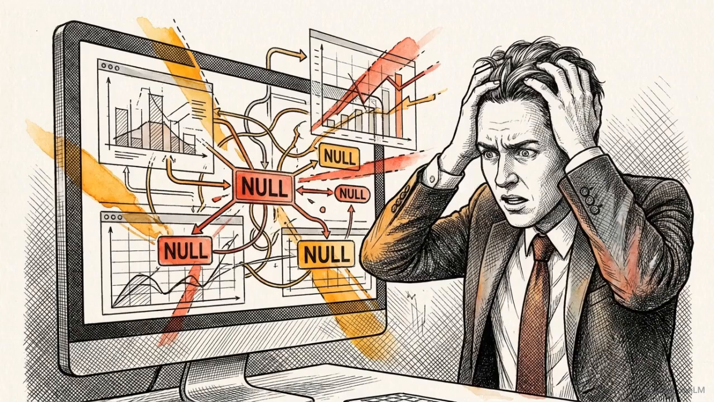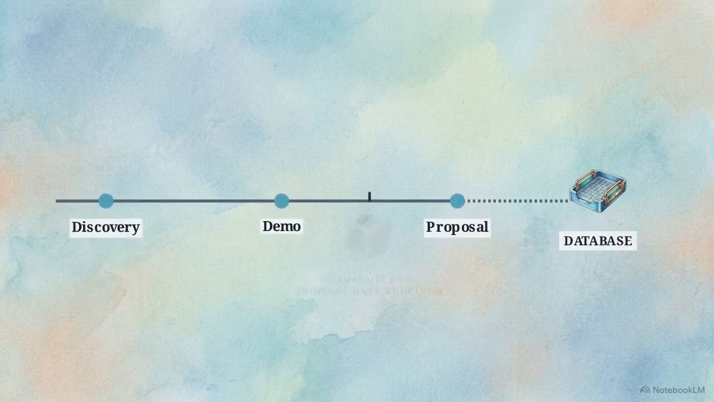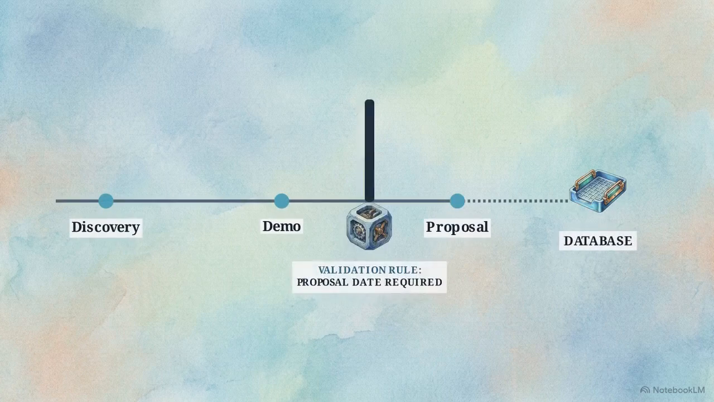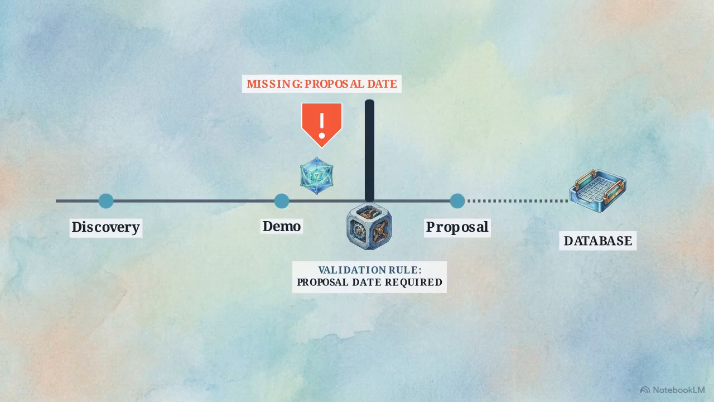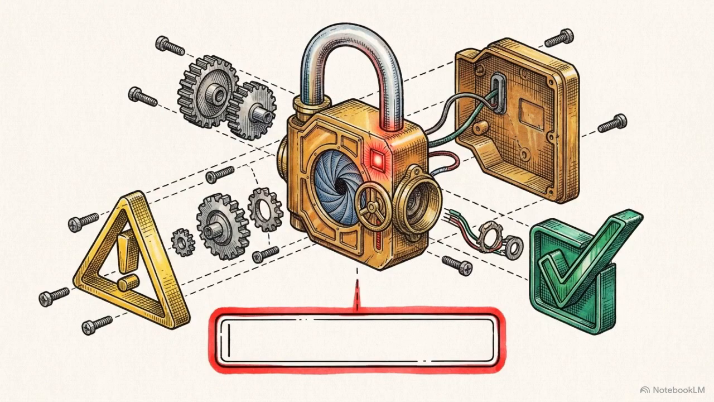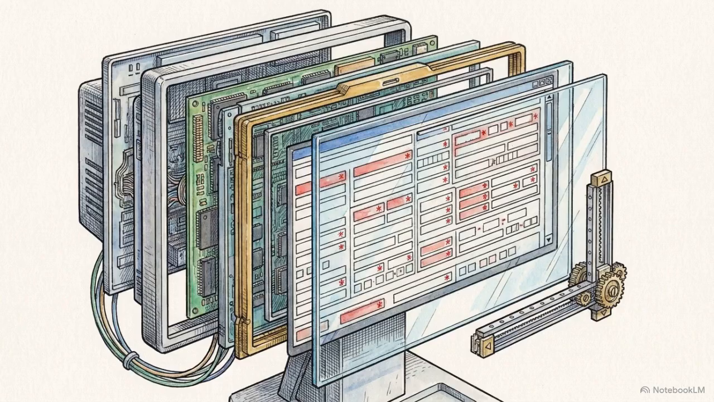But automation requires strict governance. Running bad data through an automated system just creates chaos at scale. To prevent bad data from entering the database, we build structural guardrails called validation rules. For example, if a sales rep tries to move an opportunity into the proposal stage without a proposal date, they are hard blocked by an error screen. Or, if a deal exceeds £50,000, the system strictly requires an executive sponsor field to be completed before the record can be saved. You must apply these rules carefully.